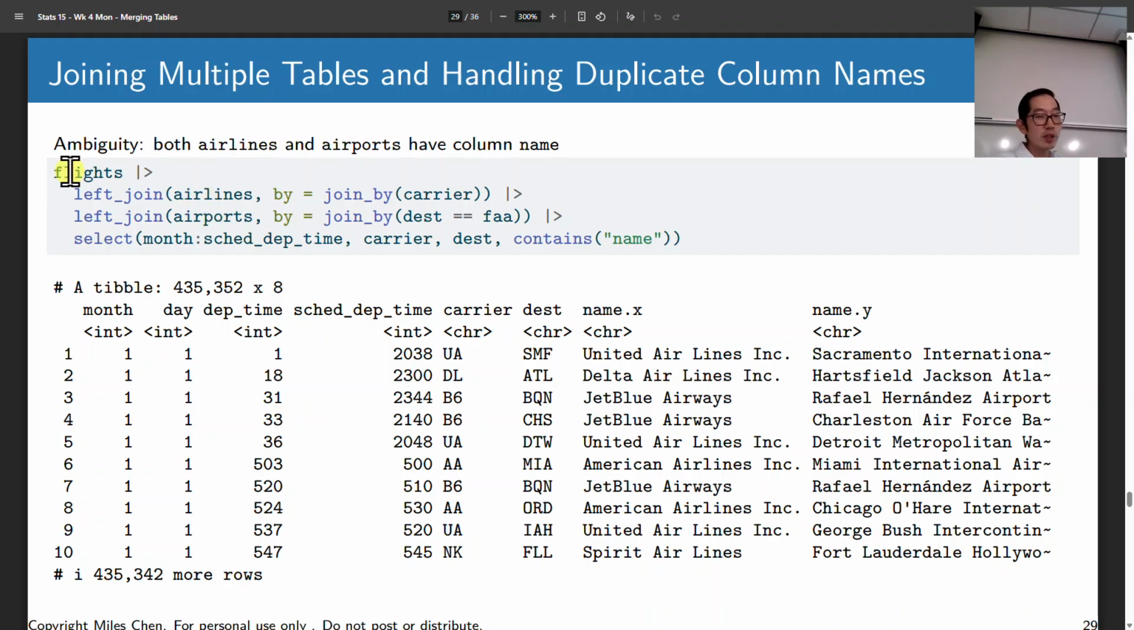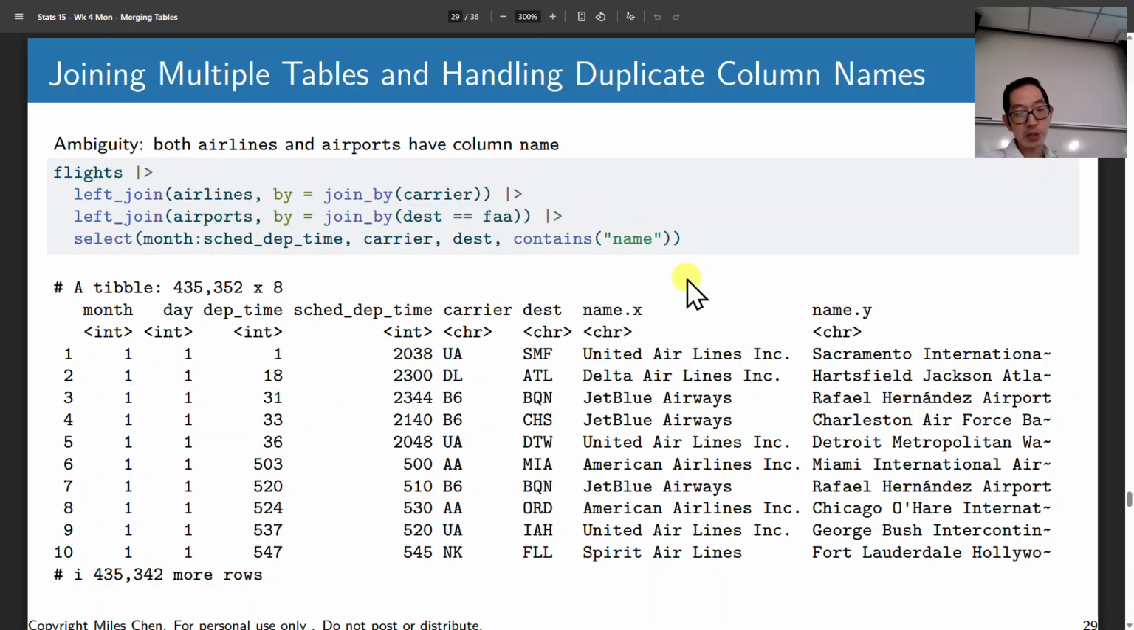Okay, so basically think of this. What's the result of flights left join airlines? It's going to be the flights table plus the airline name column. Okay, and so now that's a new table. And then I want to add more information. So I'm going to left join the airports. So now I'm going to have destination equals FAA code. And so that joins that in.